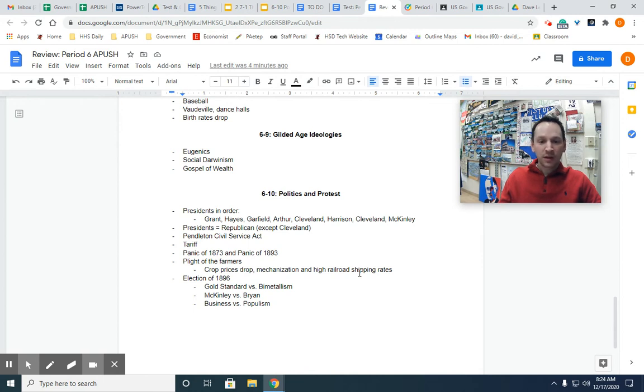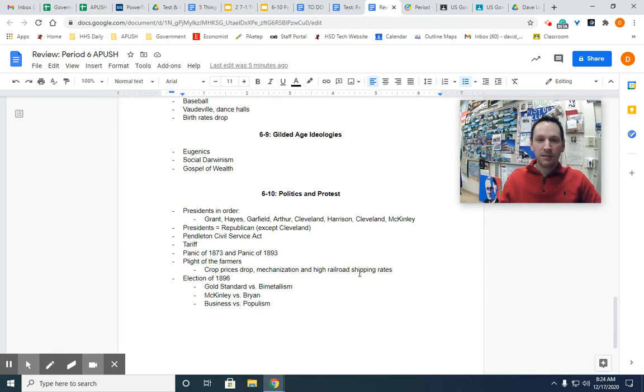The last section is politics and protest. So the presidents in order from this time, you got Grant, you got Hayes, you got Garfield. Cleveland is the only Democrat. Then you have Harrison, Cleveland again, and William McKinley. So Grover Cleveland, that fun fact, the only president in history to serve 2 non-consecutive terms. So the Congress and the presidency were dominated at this time by the Republican Party.